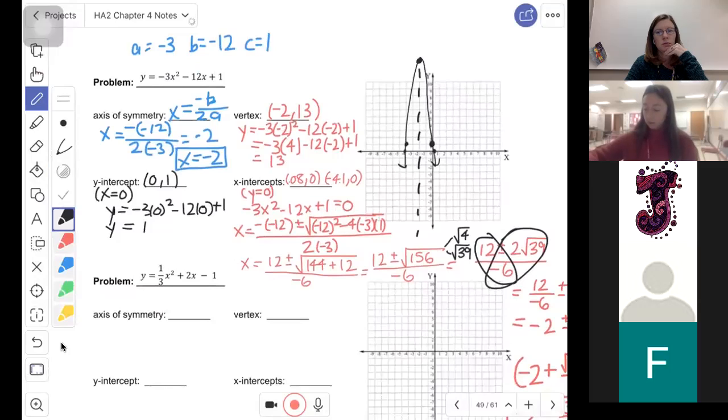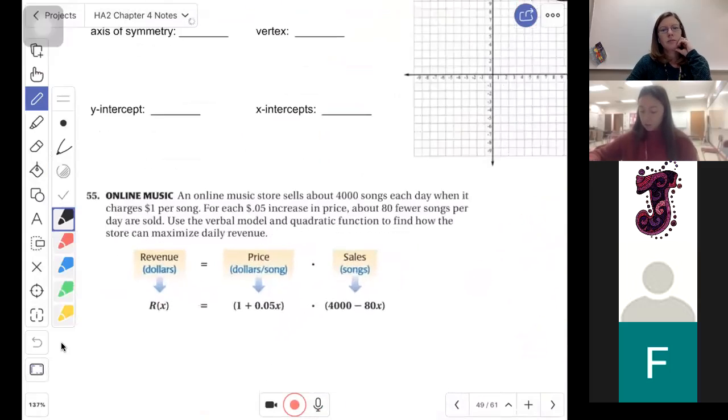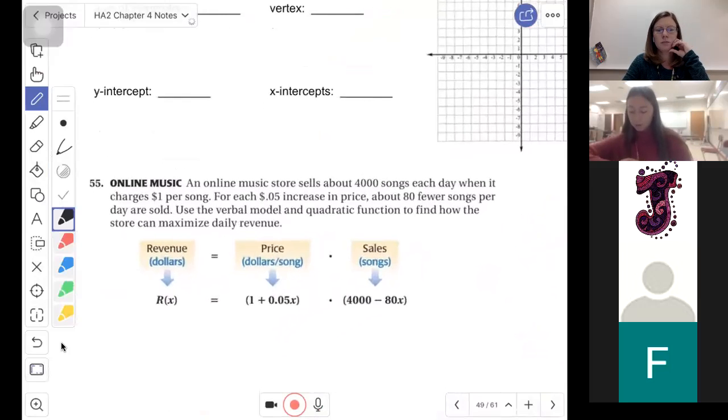All right. So the next problem I also want to look at is this word problem at the bottom. It says an online music store sells about 4,000 songs each day when it charges $1 per song. For each 5-cent increase in price, about 80 fewer songs per day are sold. Use the verbal model and a quadratic function to find how the store can maximize daily revenue. So they're already giving us our parts. We have our revenue, and they're giving us the parts for price times our sales to figure out what our revenue is. And so this step most people got.